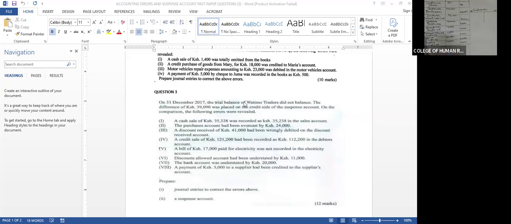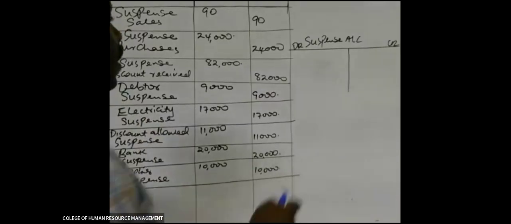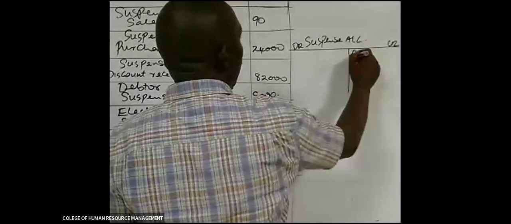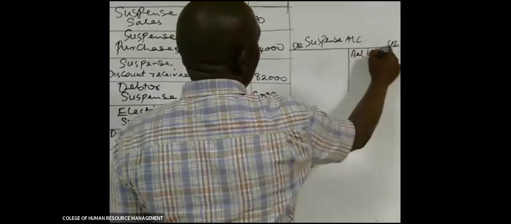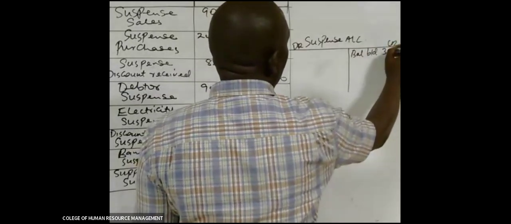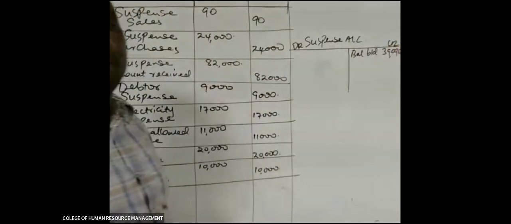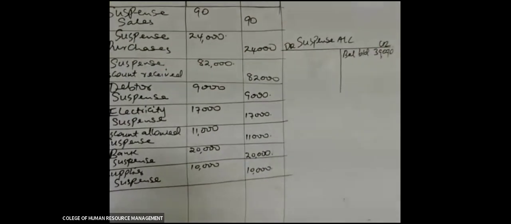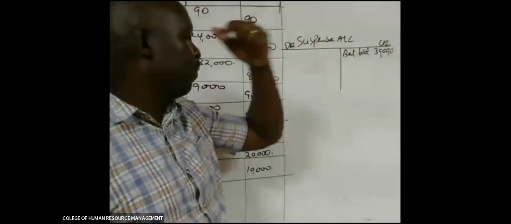So sometimes they can tell you that the debit exceeded the credit. So you put it on the side with less when comparing the trial balance totals. But here we have been told this, that 39,090, we place it on the credit side of the suspense account. So the credit side of suspense account is that side. You capture it as balance brought down, 39,090. So that is the credit side.